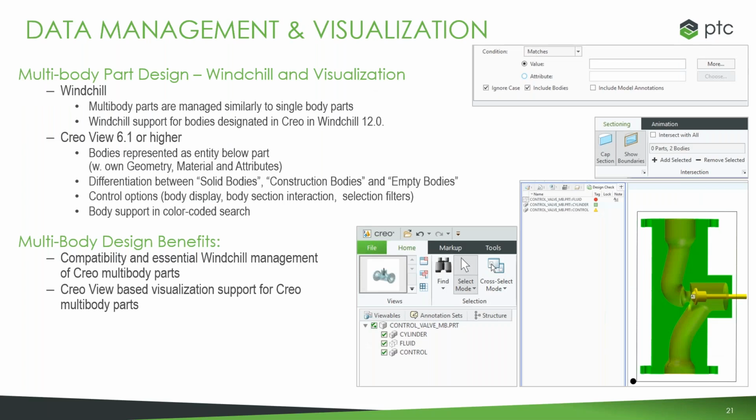That also will help in Windchill when you view a Creo model from Creo View 6.1 or higher. Creo View will show different bodies. It will differentiate between solid bodies and construction bodies and MD bodies and so on. As for the way multi-bodies are treated inside Windchill, the multi-body parts are managed very similar to single body parts. But having said that, if the bodies are designated inside Creo, it will create a WT part structure for managing the parts.